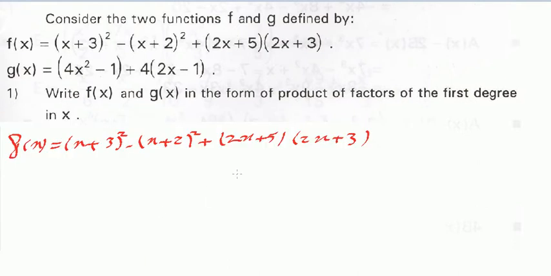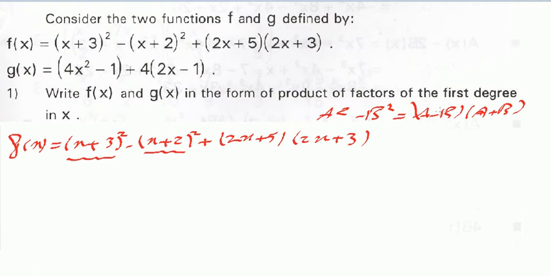Okay, I'm back again. Hope that you have solved it, and let's see if you have solved it correctly. Okay, so I have f of x, and as you can notice, I have here a difference of two squares, (x plus 3) square minus (x plus 2) square, and I have here 2x plus 5 multiplied by 2x plus 3. Nothing much to be done here. So difference of two squares, as we remember, a square minus b square is equal to a minus b multiplied by a plus b.